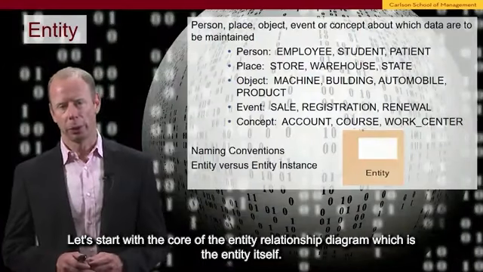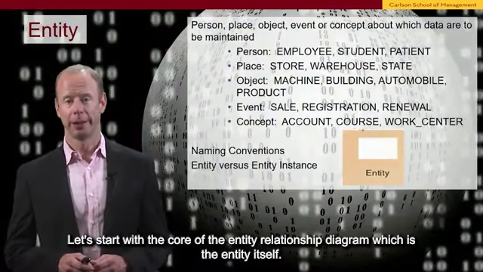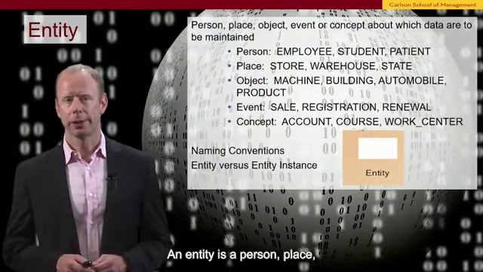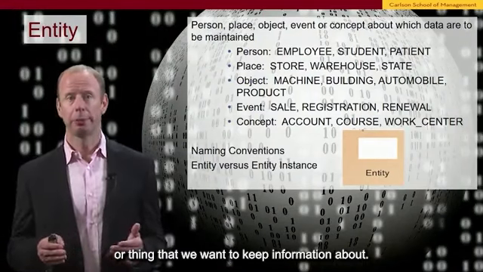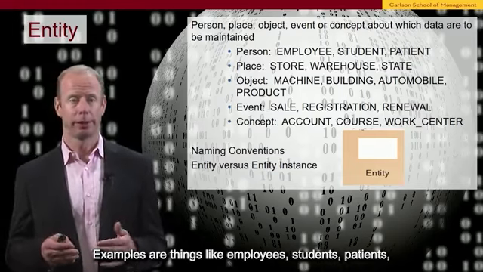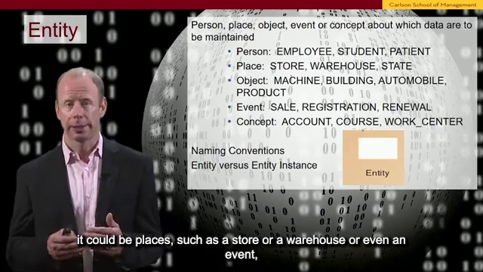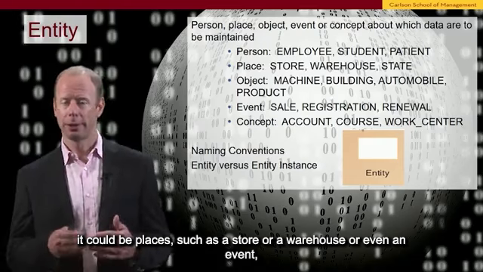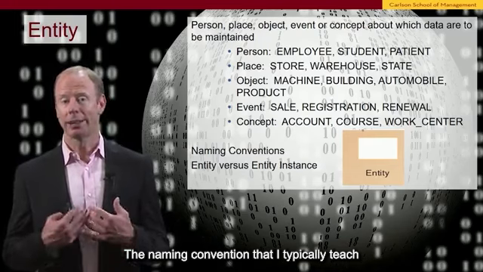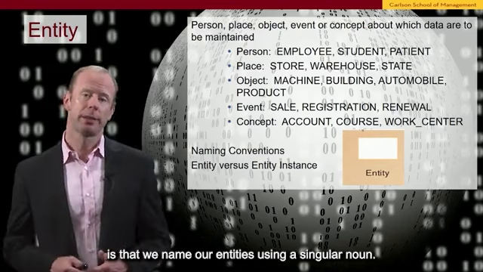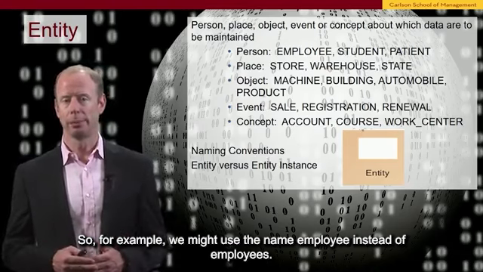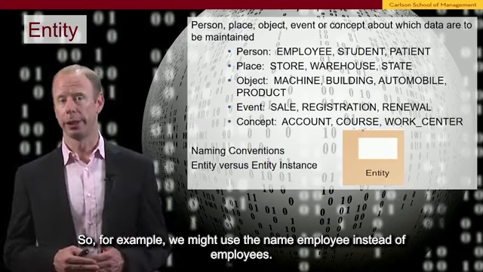Let's start with the core of the entity relationship diagram, which is the entity itself. An entity is a person, place, or thing that we want to keep information about. We keep examples of things like employees, students, patients. They could be places such as a store or a warehouse, or even an event such as a sale. The naming convention that I typically teach is that we name our entities using a singular noun. So for example, we might use the name employee instead of employees.